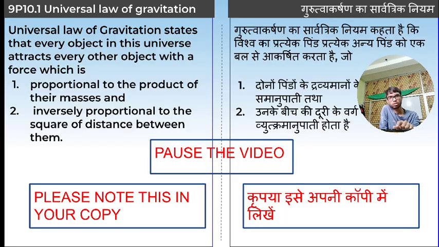The universal law of gravitation states that every object in the universe attracts every other object with a force. There is an attraction between two objects, which means there is a force, and that force we are going to calculate with the help of a formula. How does the formula come? We will see. It is proportional to the product of their masses and inversely proportional to the square of the distance between them.